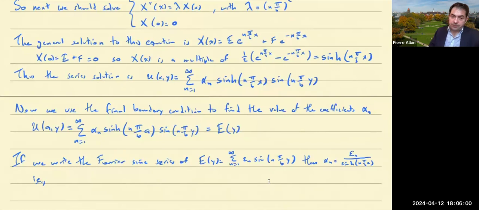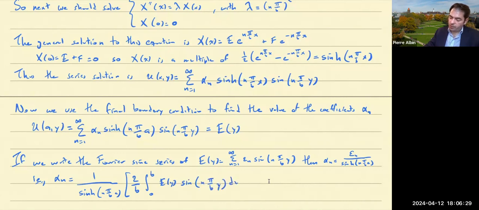Said differently, we can write alpha n as 1 over hyperbolic sine of n pi a over b times, well, we know what the coefficients of the Fourier sine series are, so it would just be 2 over b times the integral from 0 to b of the function E of y times sine of n pi over b y dy.